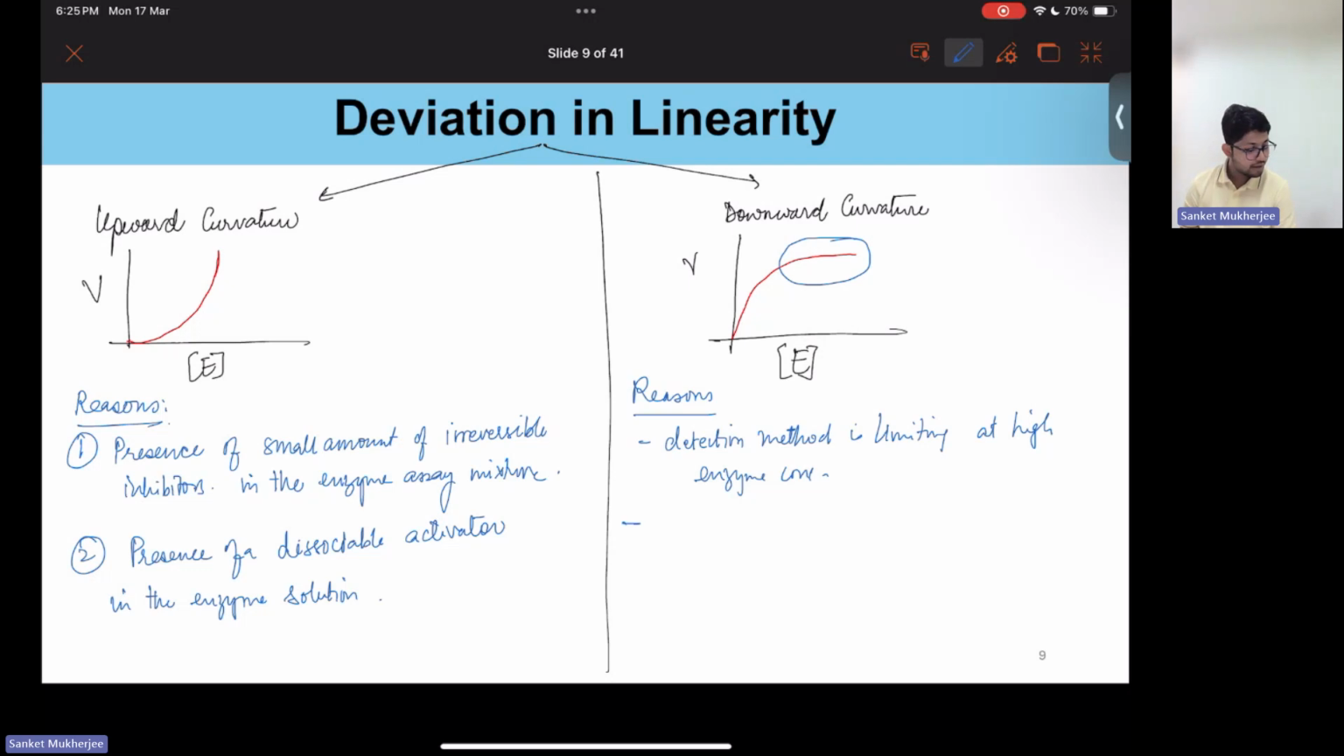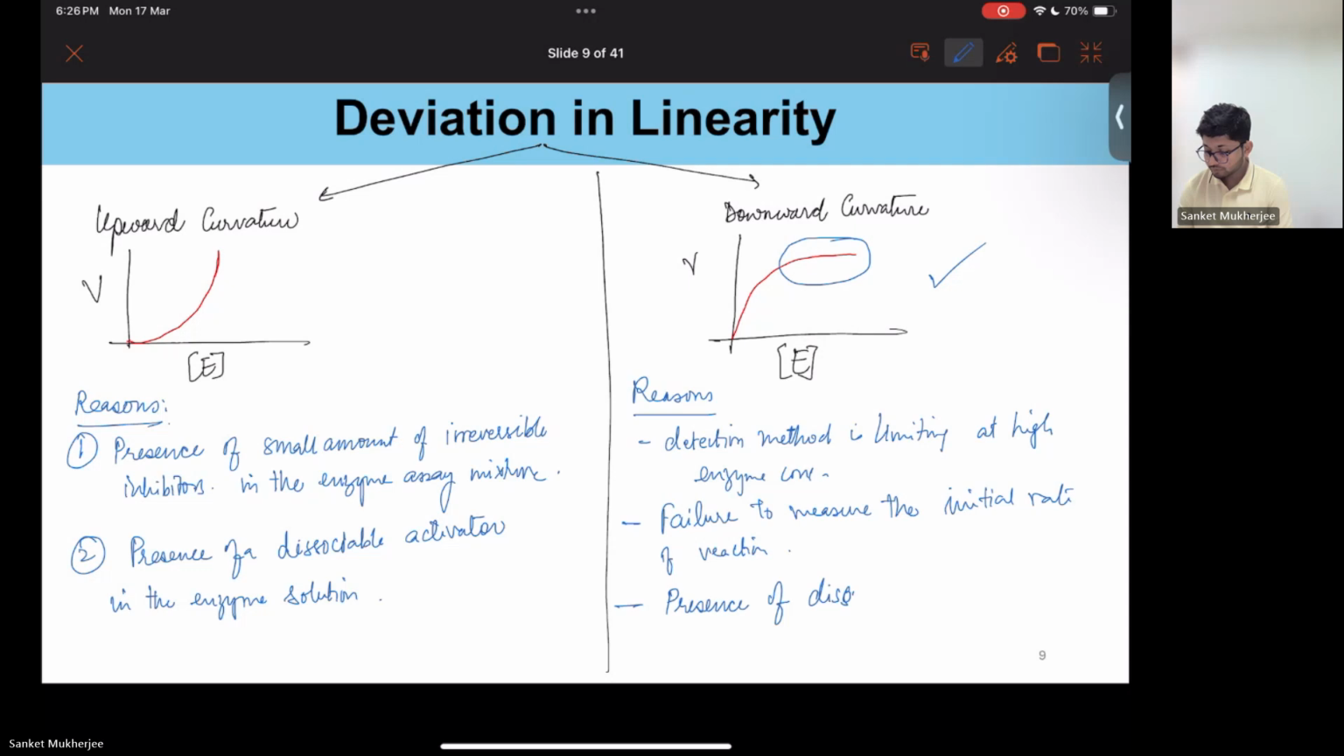The another reason is failure to measure the initial rate of reaction. So if you measure the reaction at a later stage, you will see this kind of a graph is expected. Or the third reason could be presence of dissociable inhibitor in the reaction mix.